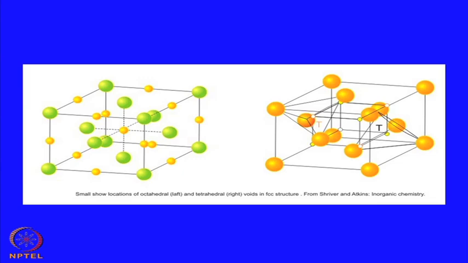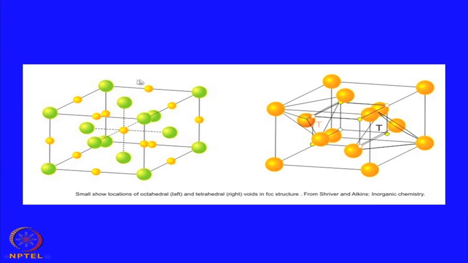So, 8 such unit cells are joining at this point, 4 on one layer and 4 on the layer above. Therefore, the contribution, or share, of this particular atom to one unit cell, which is shown here, is 1/8. So, 1/8 into 8 corner atoms. So, the total contribution of the corner atoms to this unit cell is only 1.